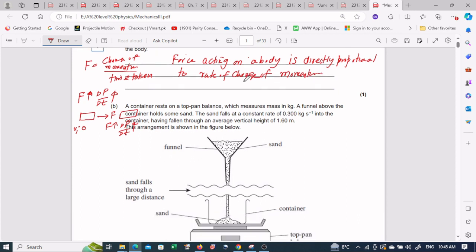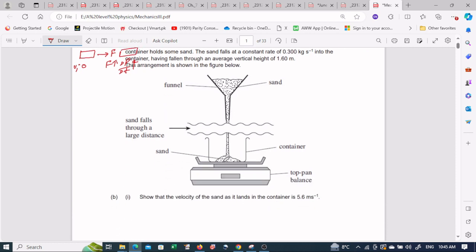Now for part B: a container rests on the top pan balance. So this is a container, and it rests on the top pan balance, and there is a funnel, and we are releasing sand particles from this funnel. The sand falls through a large distance and falls onto this container, and the container is being filled. Now we have to solve these questions.